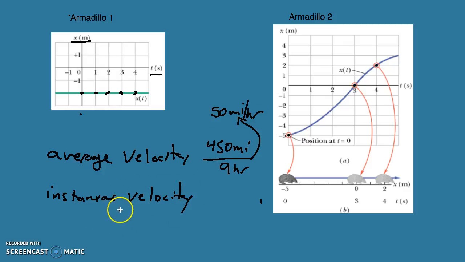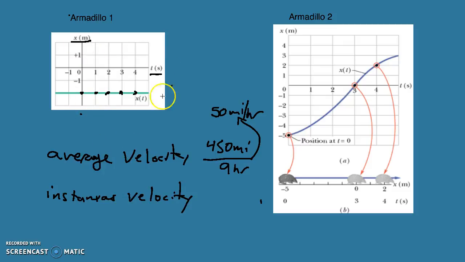Instantaneous velocity, on the other hand, is referring to the velocity at any point along the drive. So probably the fastest I traveled while I was driving was 80 miles per hour, and at that instant my velocity would have been 80. There were other times where I was stopped, and so at that time my velocity would have been 0. This highlights some of the differences between average and instantaneous velocity, and we're going to be talking about that in the next couple segments.